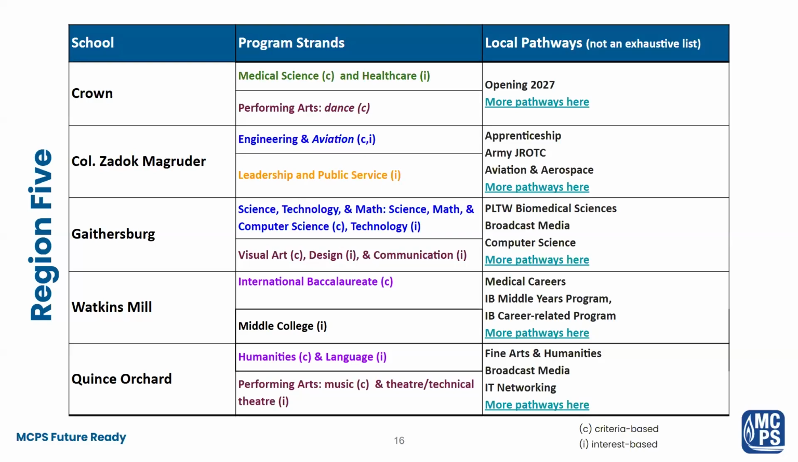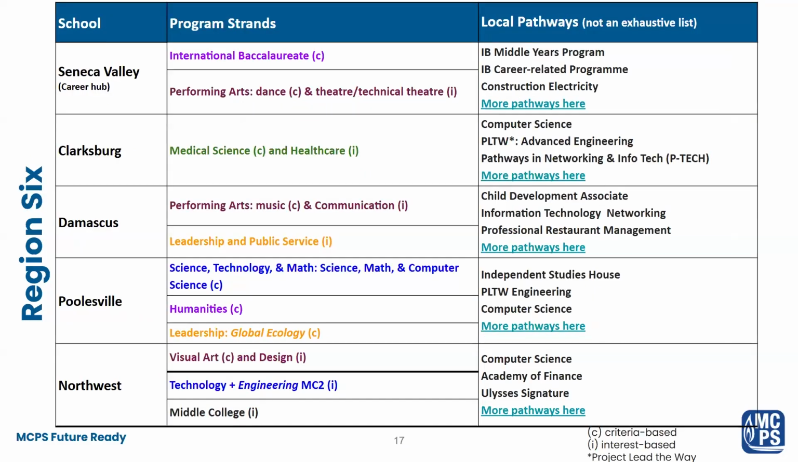Next slide, please. Finally, Region 6. Another region where if you've seen this before, you can see that there are several changes because we brought Damascus into this region and did some changing of the programs by school. So you see Seneca Valley is still the International Baccalaureate Regional Program and will host some of the performing arts. Clarksburg is medical science and healthcare. Damascus has the music performing arts, as well as communication and leadership and public service.